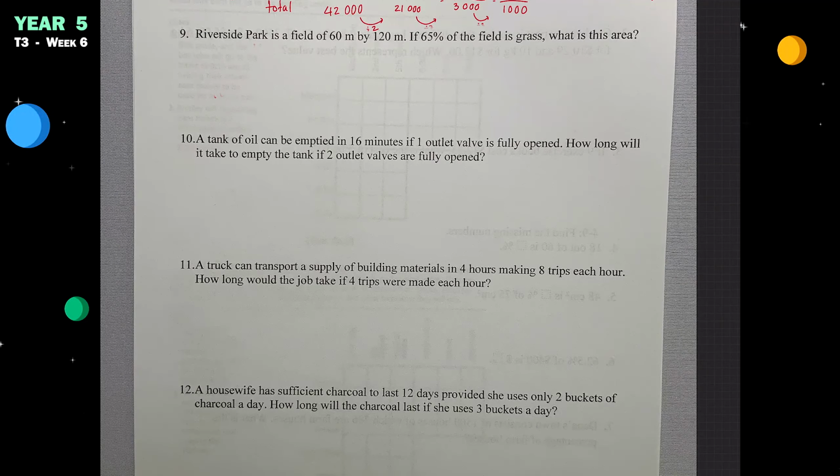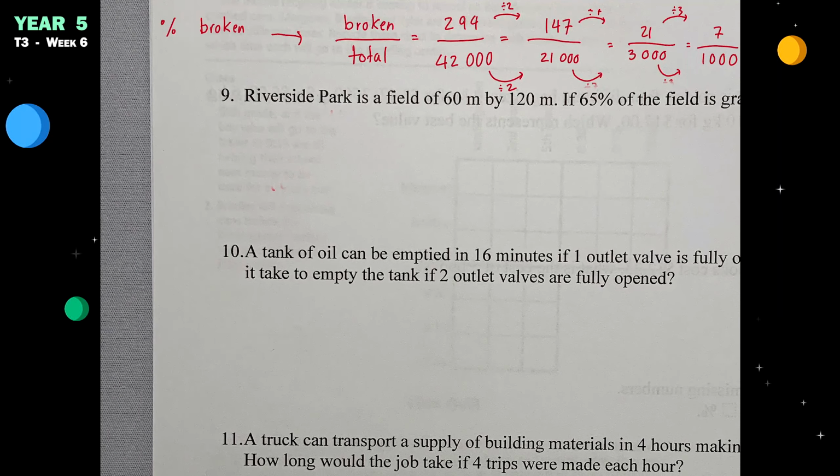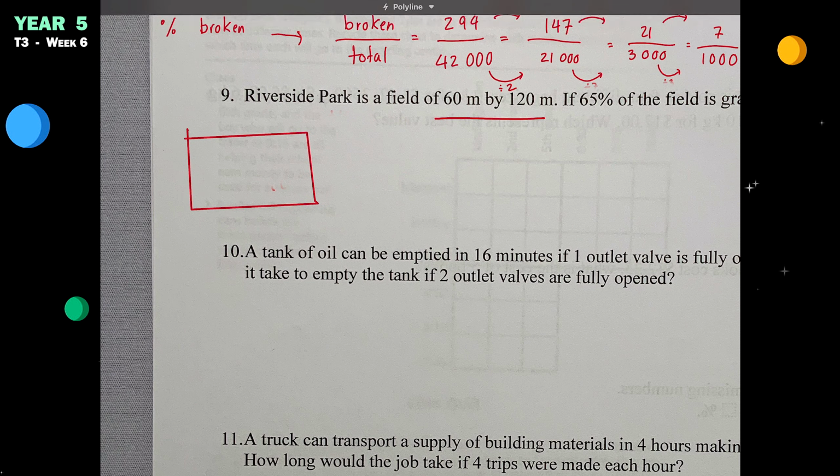Alright, next one. Riverside Park is a field of 60 by 120 meters. If 65% of the field is grass, what is this area? Okay. So let's find the area first. We got 60 by 120. So imagine you have a rectangular prism there.